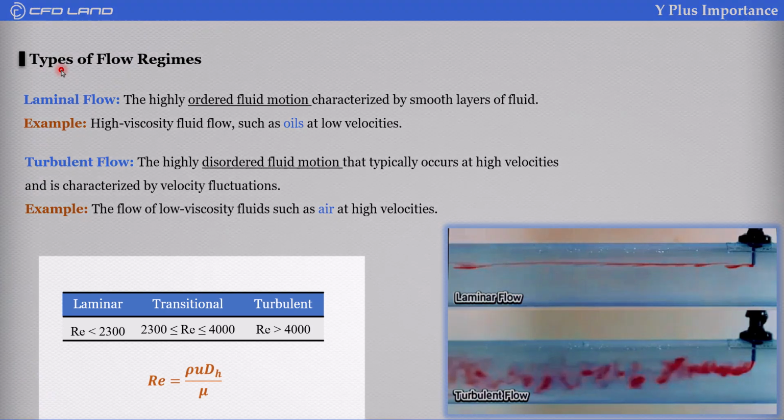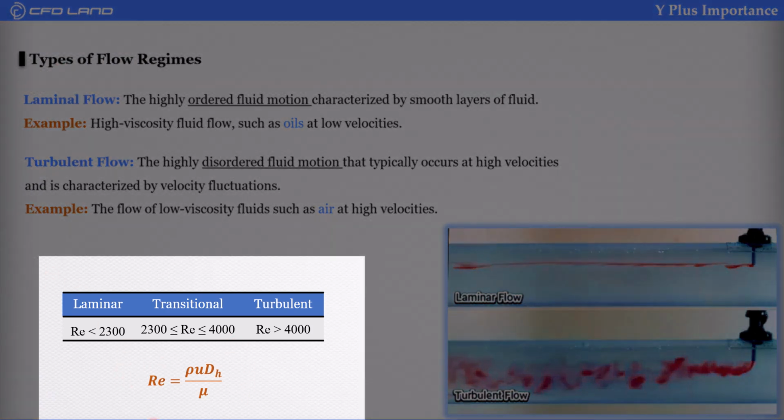Reynolds number can tell us which regime we are studying. But remember, Reynolds number value can be same for two different cases representing two different regimes. Here, as an example, we have pipe flow. In a pipe flow, if it's less than 2300, it's laminar. If it's over 4000, it's turbulent. And if it's something between, it's transitional.